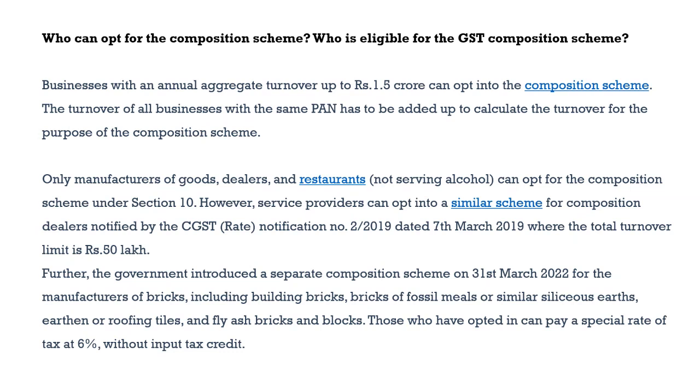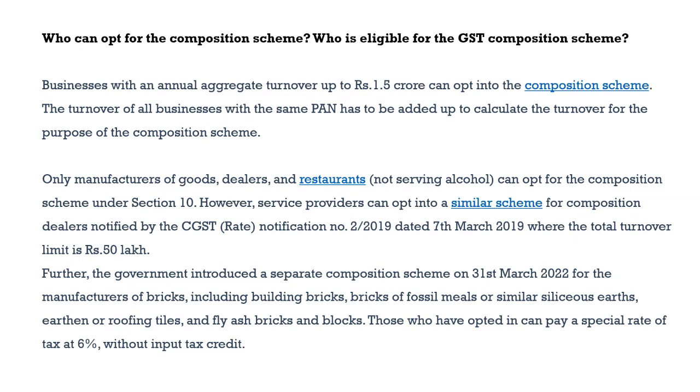So what happens in this scheme? Number one, a dealer can't collect tax from customer and claim any input tax credit. Number two, a dealer can't make interstate supply of goods. Number three, a dealer can't supply GST exempted goods. And last, a dealer can't issue tax invoice but bill of supply. That means a dealer can issue bill of supply but not tax invoice.